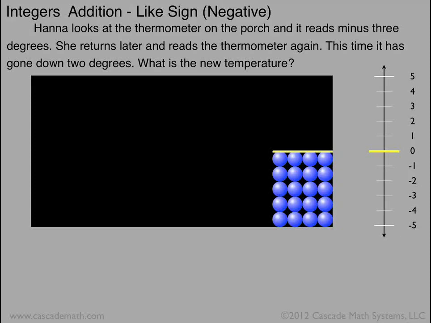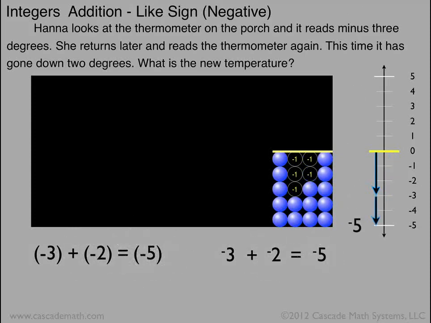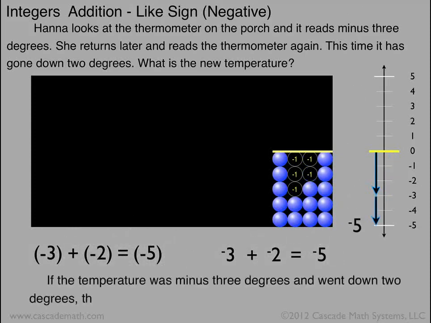empty spaces. -1, -2, -3. Since the temperature went down another 2 degrees, I represent this as a -2. -1, -2. Now I add them together to find the new temperature. -3 plus -2 equals -5. If the temperature was -3 degrees and went down 2 degrees, the new temperature would be -5 degrees.